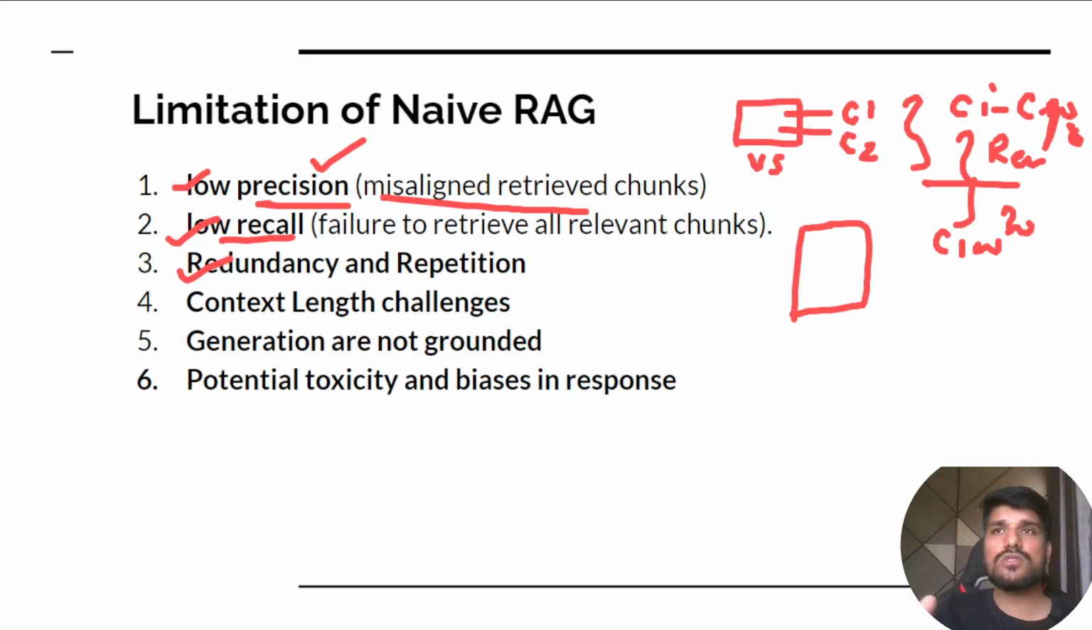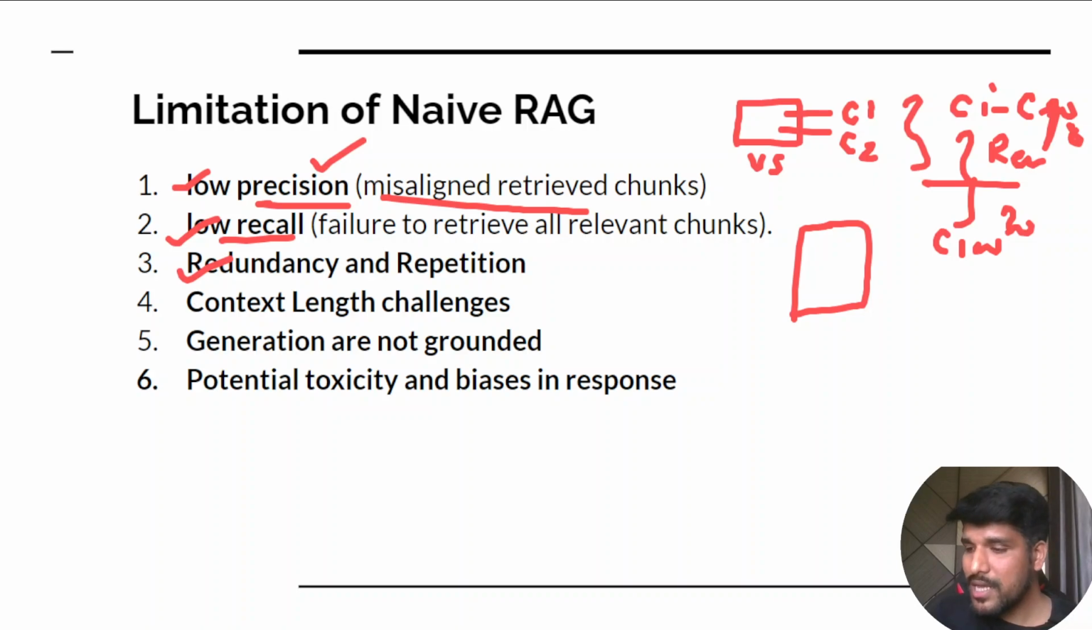Many times there are repeated answers. You ask a different question, but it gives the same, repetitive answer, and you get frustrated that my RAG is not working properly. It is giving the same answer. I am expecting something different, but it is giving the same answer again and again, right?